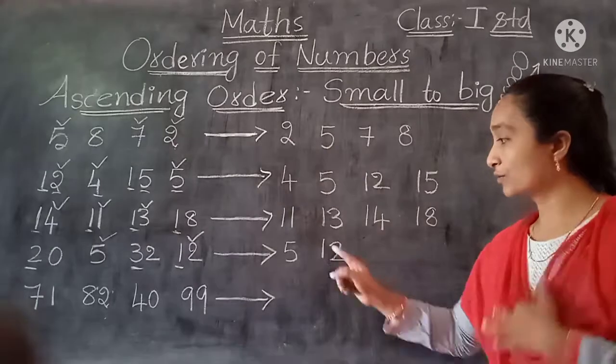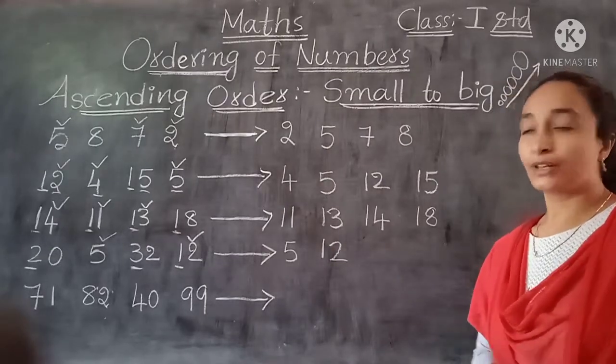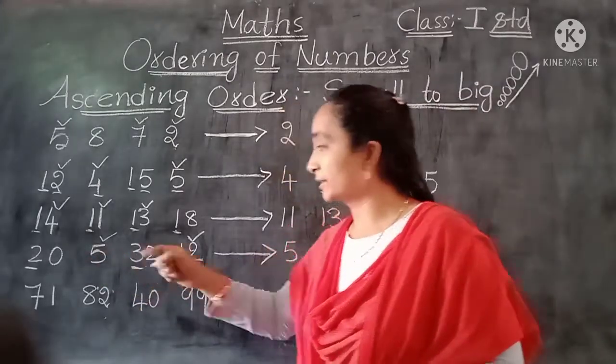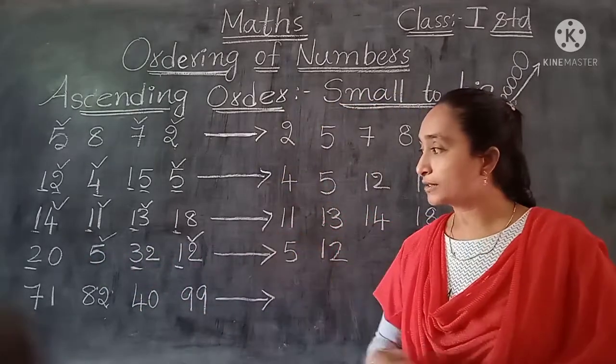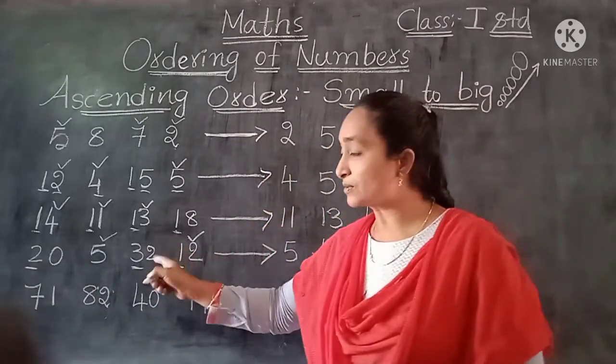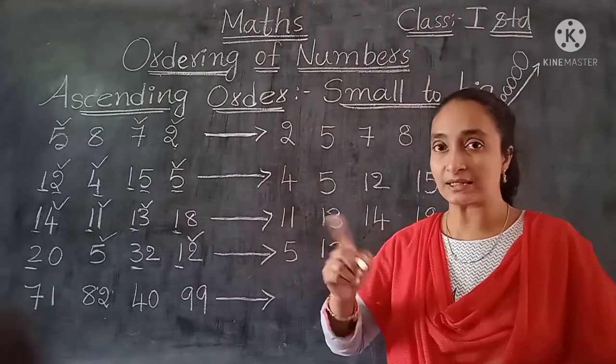Completed. So 1 to 12 is completed now. Now remaining 2 are there. 20 and 32. 2 and 3. So in the tens place, if you check 2 and 3, don't go to the ones place, children. Here the tens place is different.